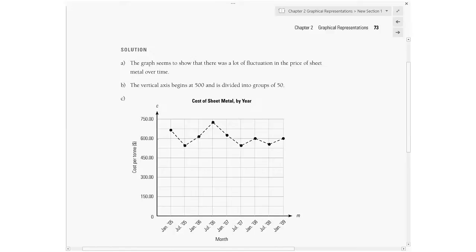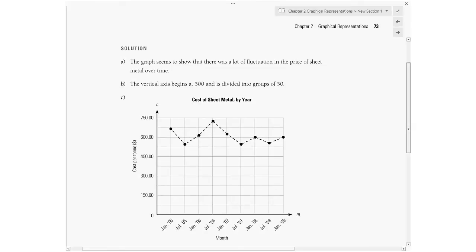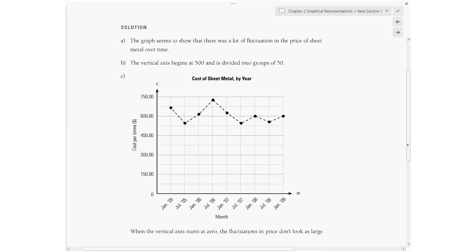They've actually changed the scale as well in this. But if you look, the fluctuation doesn't look as great now as it did before because we've got all the space under here. It's between 500 and 750. So when we have it this way, it's still changing, but the increases and decreases don't look as large. So when the vertical axis starts at 0, the fluctuations in price don't seem to be as significant.